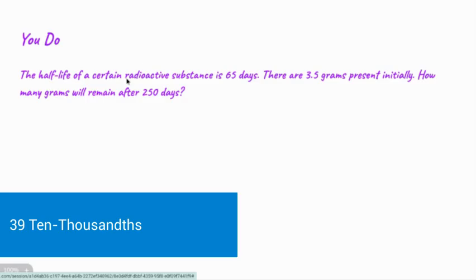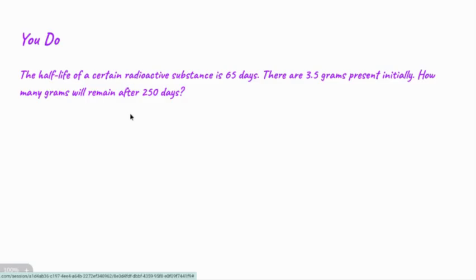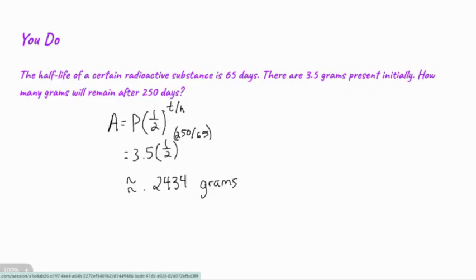And so we have the half-life on this next problem. Go ahead and give this one a shot. So again, using our half-life formula, we have 3.5 grams. Half-life, and then it's 250 divided by 65 gives us 2,434 10,000ths of a gram.